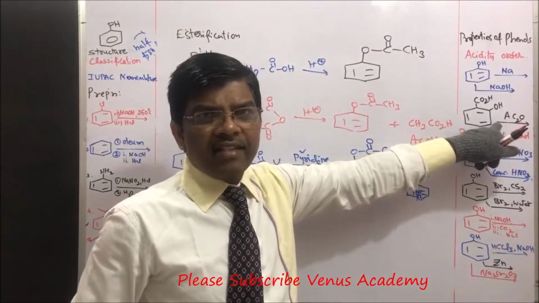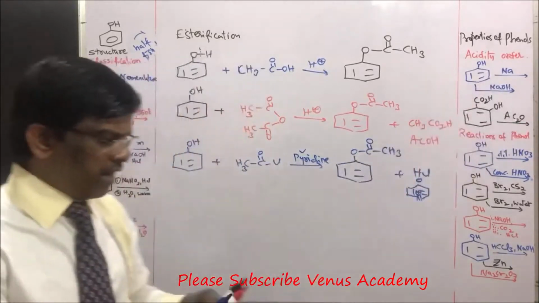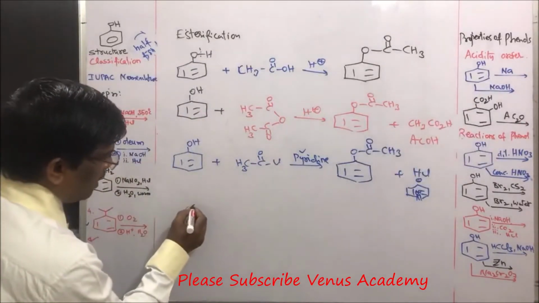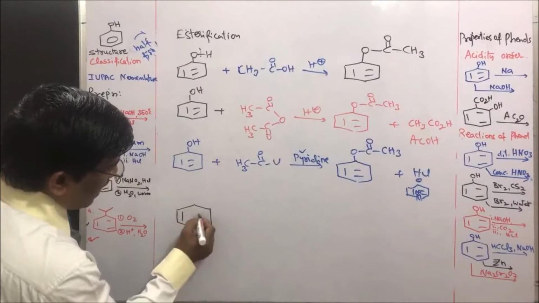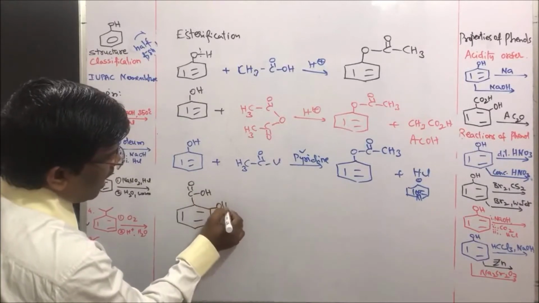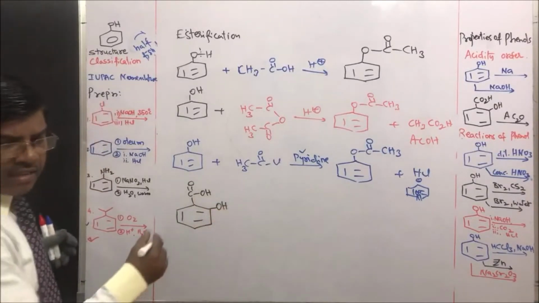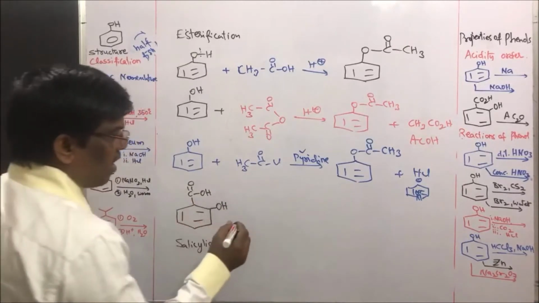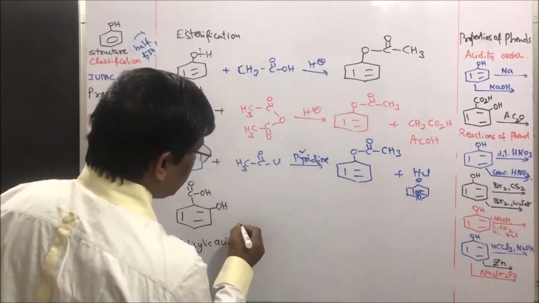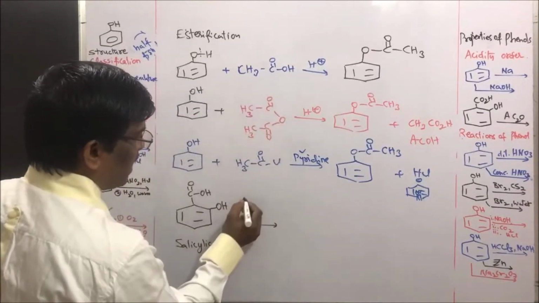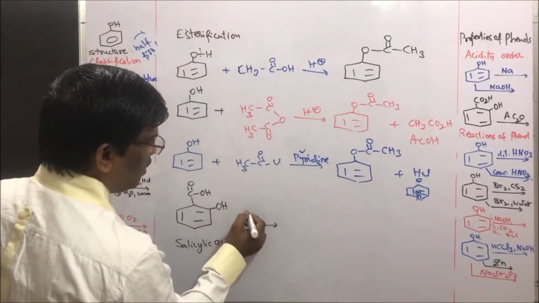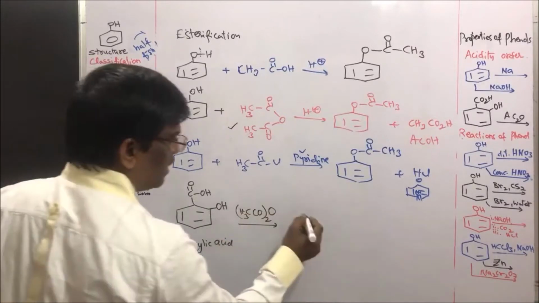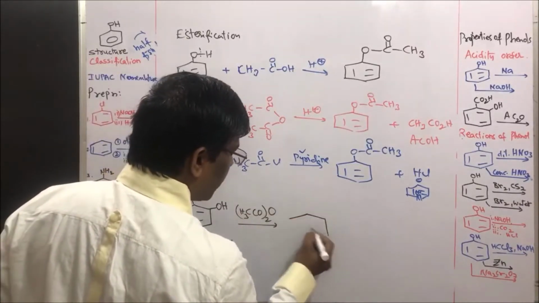Acetyl salicylic acid. Preparation of aspirin. Aspirin can be prepared taking salicylic acid, orthohydroxybenzoic acid. The common name is salicylic acid. Salicylic acid upon treatment with acetic anhydride. This is acetic anhydride. So acetic anhydride you may get like this. It is going to form aspirin.